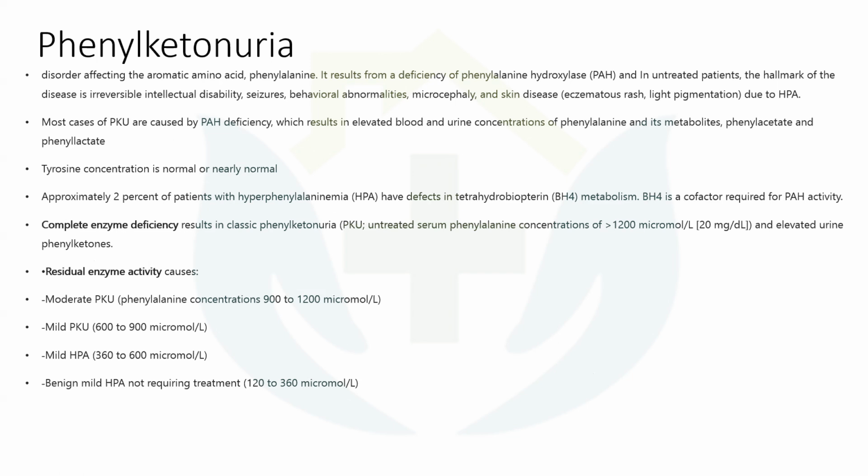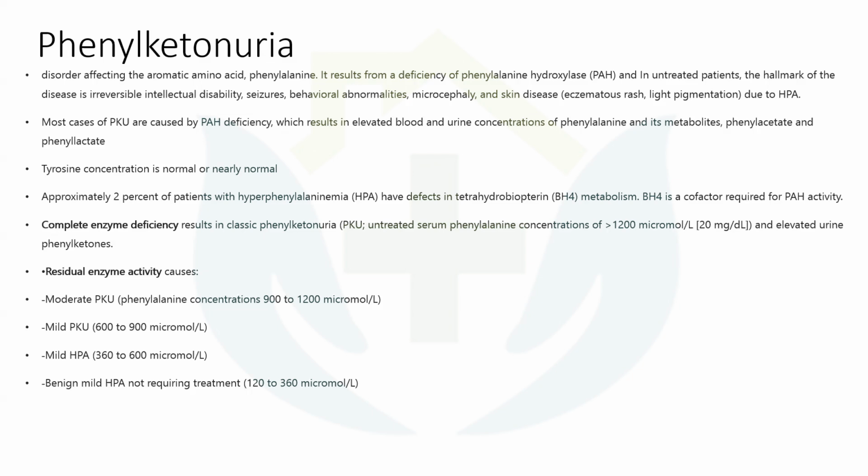So the next topic is phenylketonuria. This is basically a metabolism problem of the aromatic amino acid phenylalanine. Here also there is an enzyme deficiency, of phenylalanine hydroxylase. So this hydroxylase enzyme is deficient. If we don't treat this, what will happen?